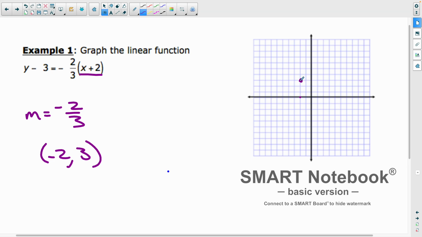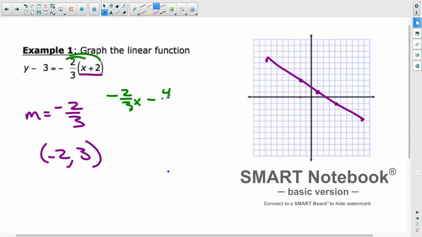I'm going to count down 2 and over 3. Down 2 and over 3. And there is where I'm going to be. Now, that's point slope. Was that pretty easy to graph? Yes. As opposed to distributing negative 2/3.